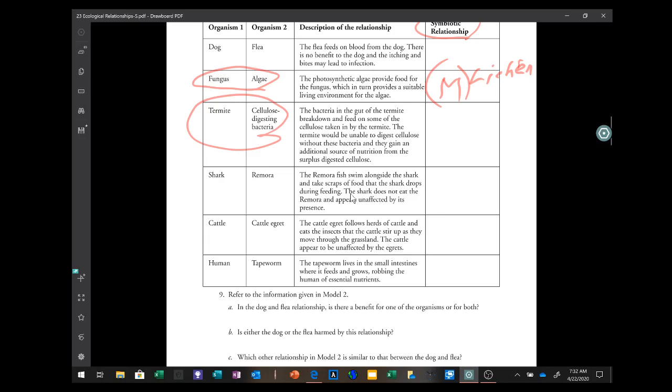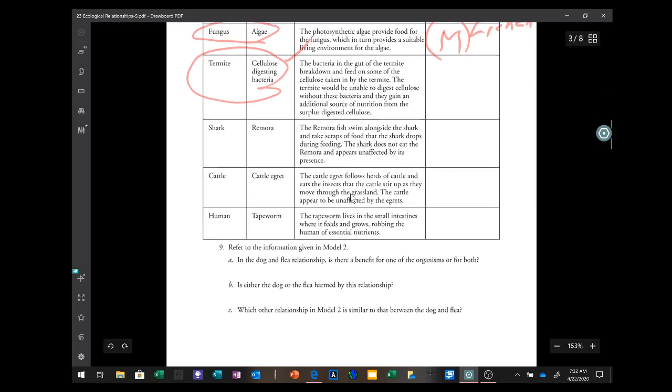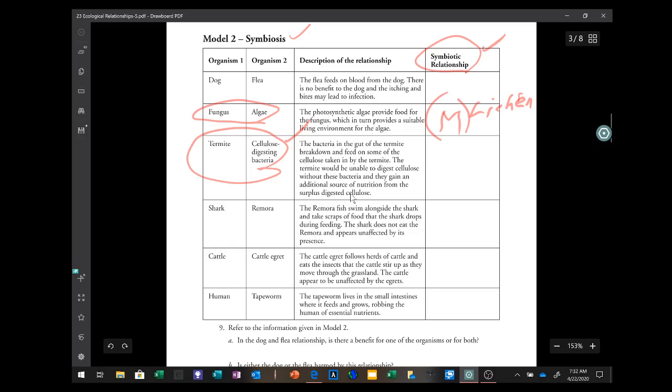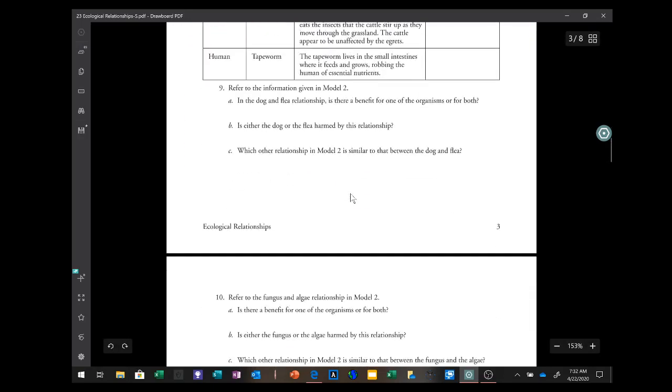Termites in and of themselves cannot digest wood. They actually rely on the cellulose digesting bacteria. Pretty cool to do this. So a little bit of piece of information that's always kind of interesting. And you'll see the shark and the remora, the cattle and the cattle egret, and the human and the tapeworm. So see if you can fill out by looking at these. See if you can figure out if these are examples of a parasitic relationship, one of mutualism, where they both benefit.